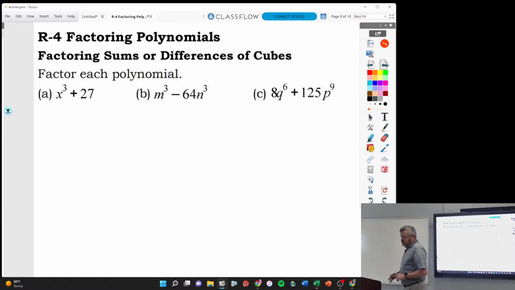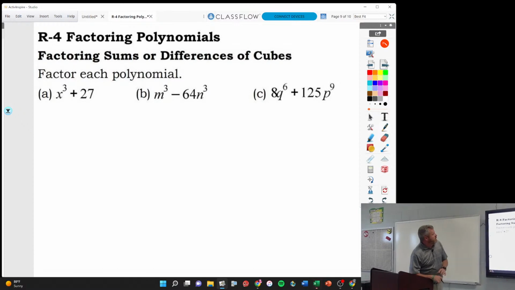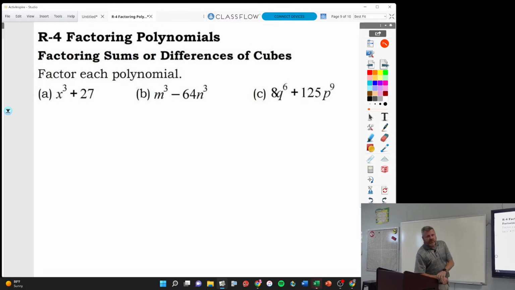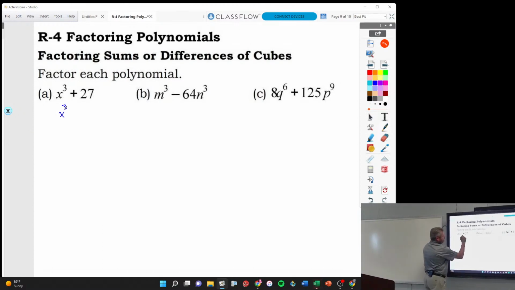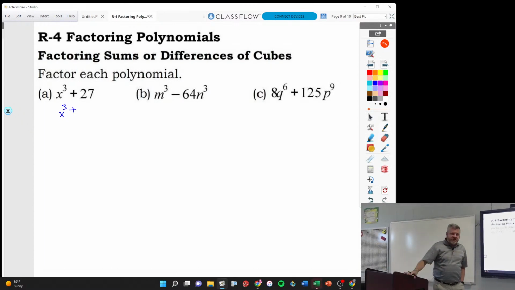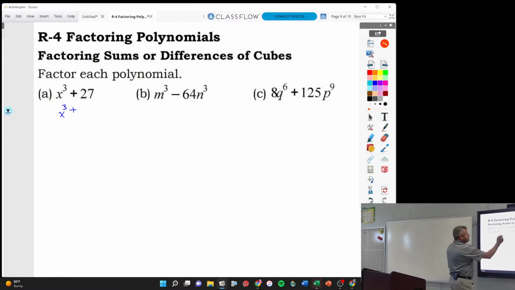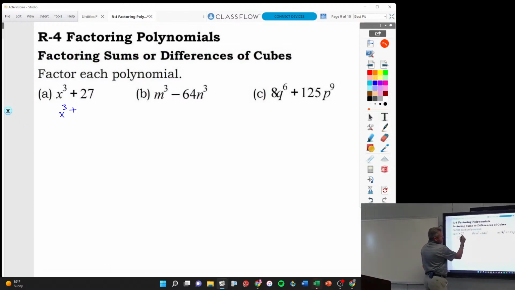Sums and differences of cubes. X cubed, that's a perfect cube. That comes from x times x times x. Plus 27. Okay, a while ago I said it's a good idea to know your perfect squares through 25. It's a good idea to know your perfect cubes up to at least 6. Okay, 27 happens to be 3 times 3 times 3, right? So 27 is the same thing as saying 3 cubed.